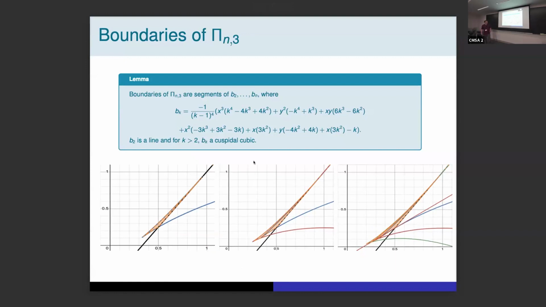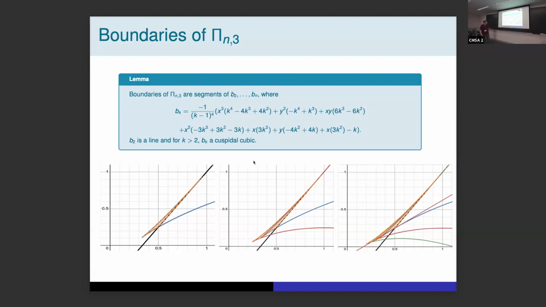I said the boundaries are well understood. So how do they look? For pi n,3, the boundary segments are the curves b_2 to b_n, where b_k is given by this polynomial. In particular, b_2 is a line, and all the other ones are cubics with a cusp. This also means that if we enlarge n, we still keep the old boundary curves. We're just adding new ones.